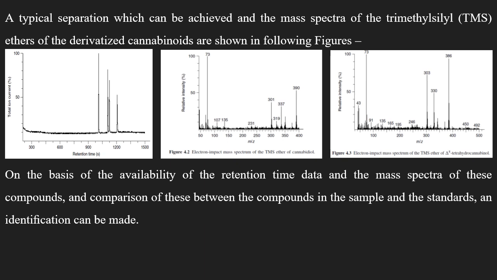A typical separation which can be achieved and the mass spectra of the trimethylsilyl ethers of the derivatized cannabinoids are shown in these figures. On the basis of the availability of the retention time data and the mass spectra of these compounds, and comparison of these between the compounds in the sample and the standards, identification can be made.